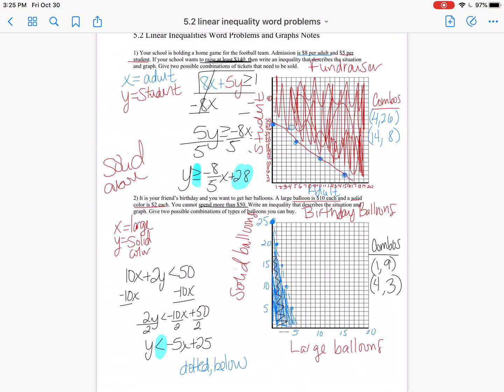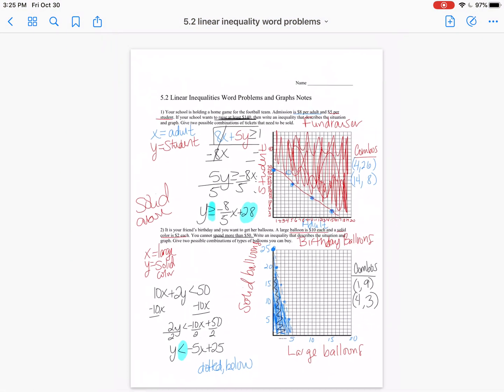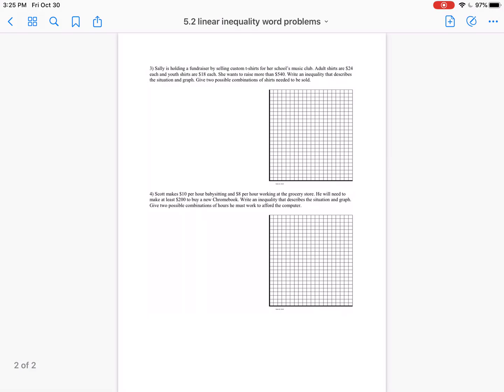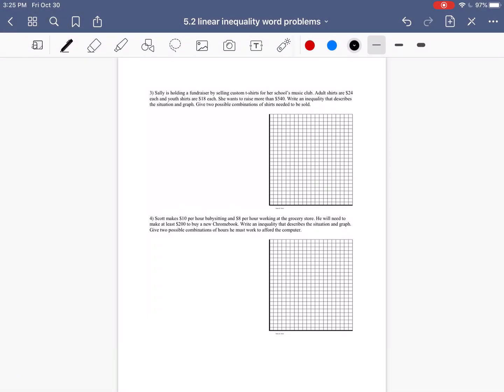So that is graphing linear inequalities. You guys are now having to do for your assignment this one and that one. You're going to upload the completed 1, 2, 3, and 4 to Canvas, and then move on to complete 5.3 notes. That's all.